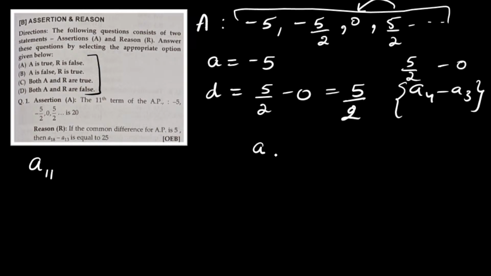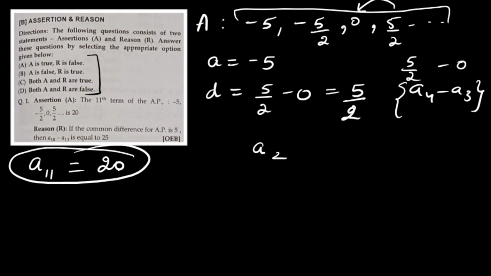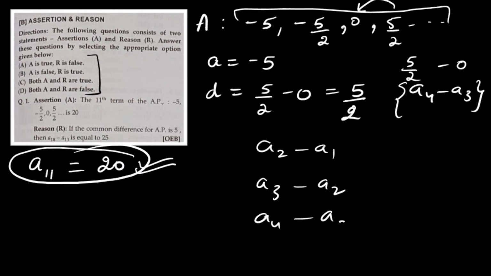Difference we can find. I missed 20. They are telling us A11 is 20, and that we have to check, whether it is 20 or not. So this is the sequence, and for this sequence, they are telling the 11th term is 20. So we just have to check it. Let's check. I was telling you can do A2 minus A1, A3 minus A2, A4 minus A3, anything you can do. It's not always A2 minus A1 you have to do. So I have found A and D.